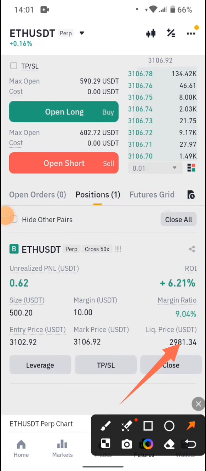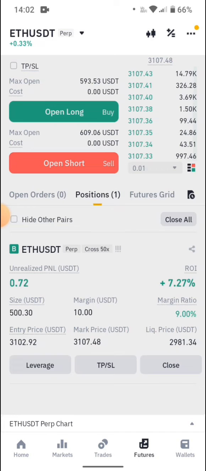So now Ethereum is at 3,100 from the current market price here. So it's going to take a while for Ethereum to reach 2,981. Okay, so this is basically it. I will advise you, if you are a beginner trader, to always focus on using isolated margin instead of cross margin, and keep your leverage from 1 to at most 20. Don't go anywhere above 20, otherwise you are going to lose your money.